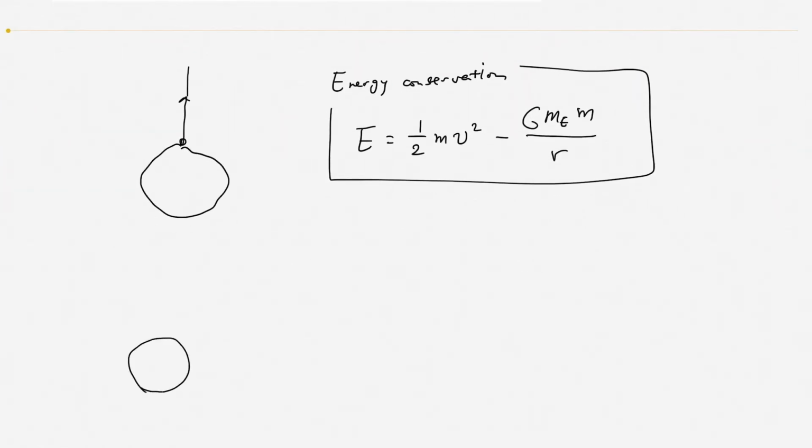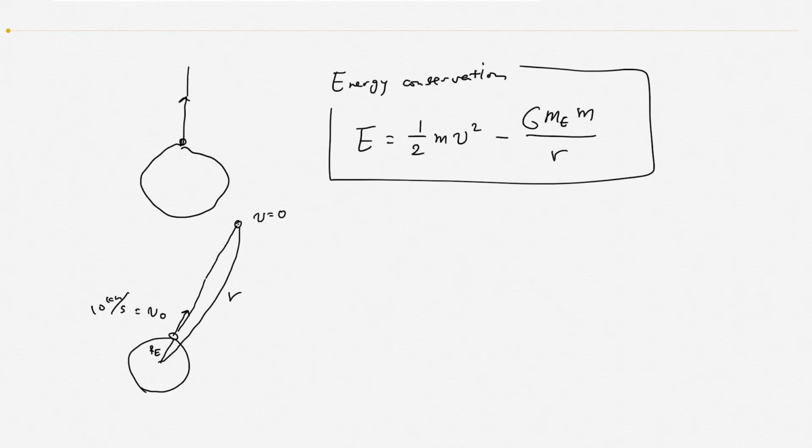At the point on the surface of the Earth, the velocity of this object is V sub zero, which is 10 km per second. The distance between the object and the center of the Earth is R sub E. And this object is moving, and the speed is decreasing. Finally, at this point, the kinetic energy becomes zero. All the energy is converted to potential energy. So we say that this distance is R. Then we can use the energy conservation.